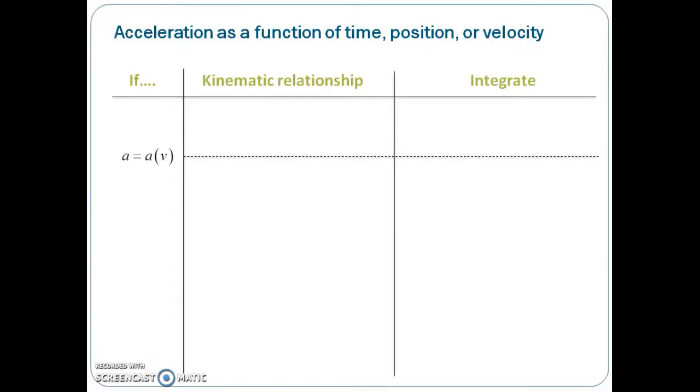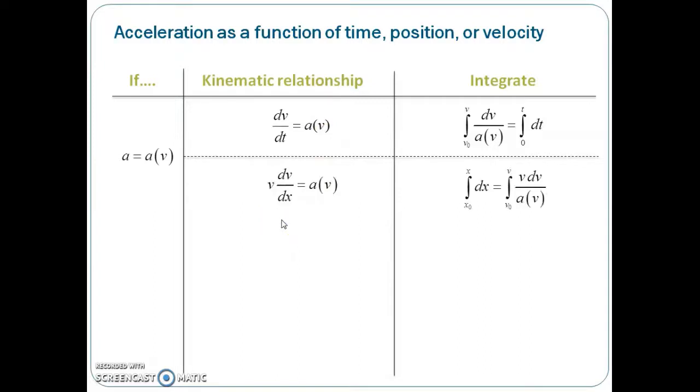Next, if our acceleration function is given in terms of velocity, a(v), we can build from a equals dv/dt. So from here, we can find the time information from this acceleration function in terms of velocity. Besides this, we can build another kinematic relationship, a(v) equals v dv/dx. So from here, we do the integration, we will have the position information from this acceleration function in terms of velocity, a(v).